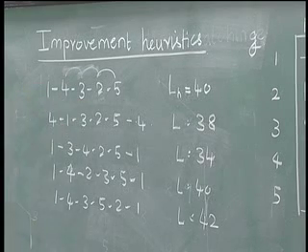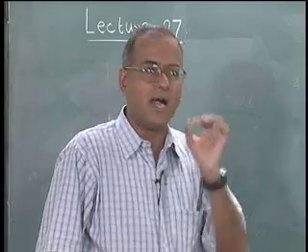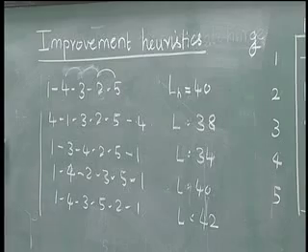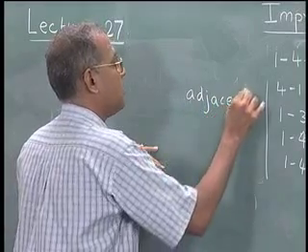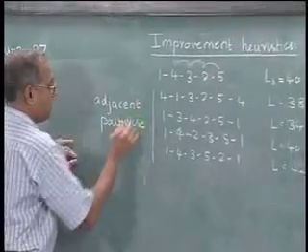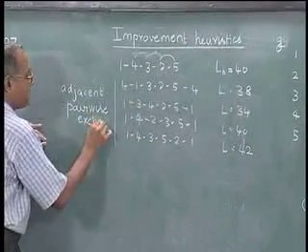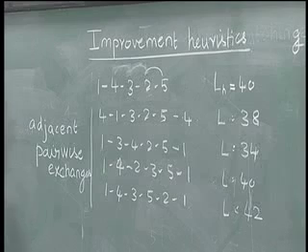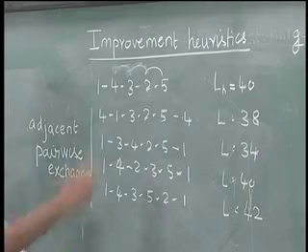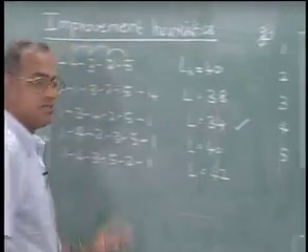There are 5 numbers. So, we can do 4 pairwise exchanges. If there are n numbers, we can always do n minus 1 adjacent pairwise exchanges. So, we can do n minus 1 adjacent pairwise exchanges and take the best solution. In this case, the best solution happens to be 34.